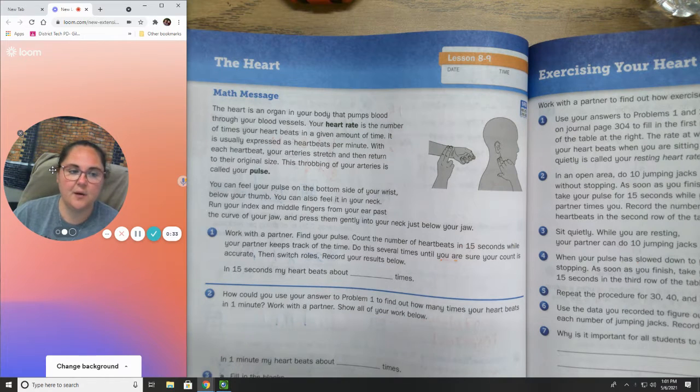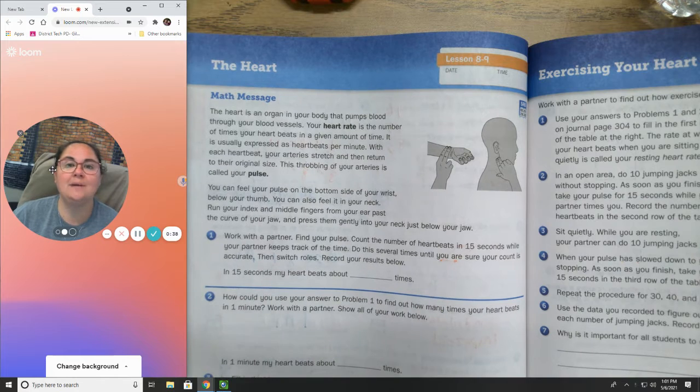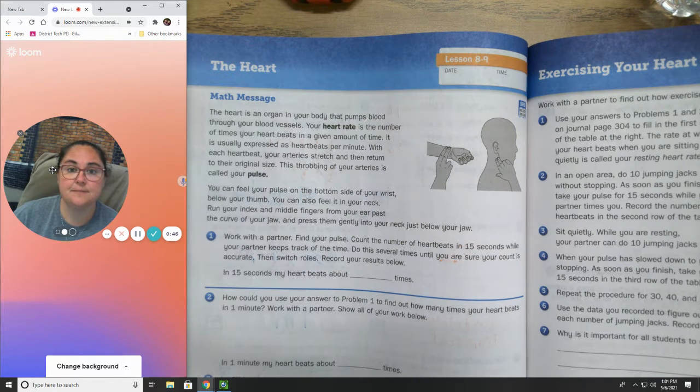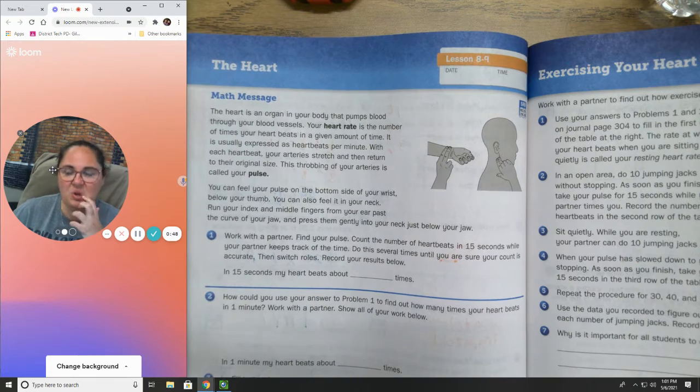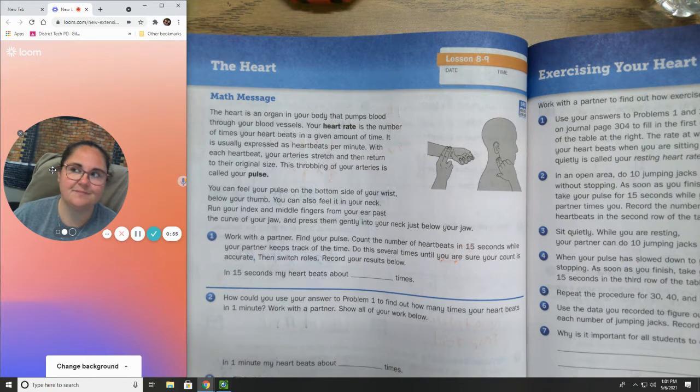When I say your heart rate, that means how many times it beats in a certain amount of time. Most of the time when you think about heart rate, you think about beats per minute. So when you think of beats per minute, think about how your heart does in the middle of the night. You're sleeping, you're relaxed. It's probably beating kind of slow, right?